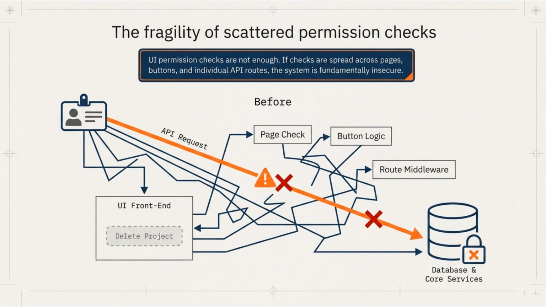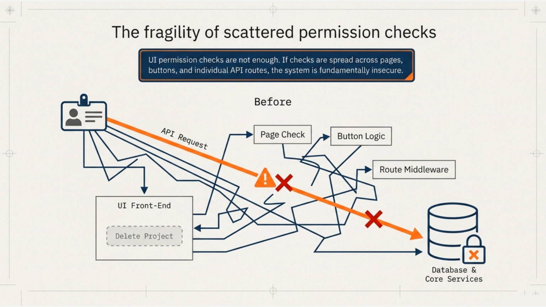Scattered permission checks are fragile. If rules live in page guards, button logic, and random API middleware, the system is fundamentally insecure. Attackers and honest bugs both go straight to the API. UI checks are convenience, not enforcement. When permission logic is spaghetti across the front end, the database path becomes a highway with missing toll booths.